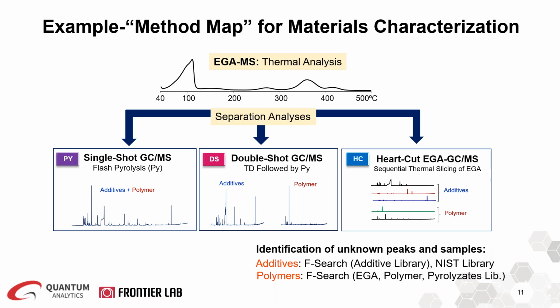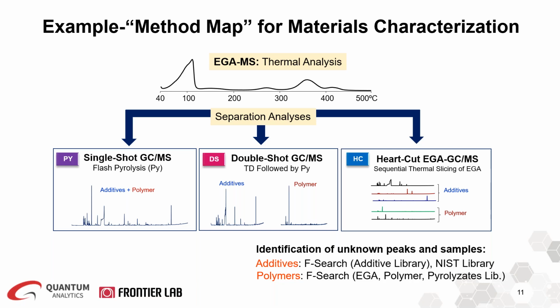Now, we use our EGA thermogram to identify the thermal zones of interest. So if we decide to perform a flash pyrolysis or single shot, that is shown all the way on the left-hand side, that's a fundamental technique typically for polymer analysis.